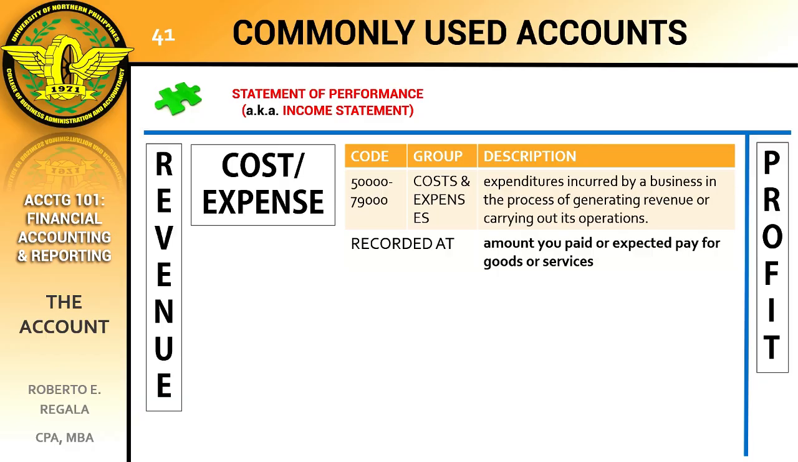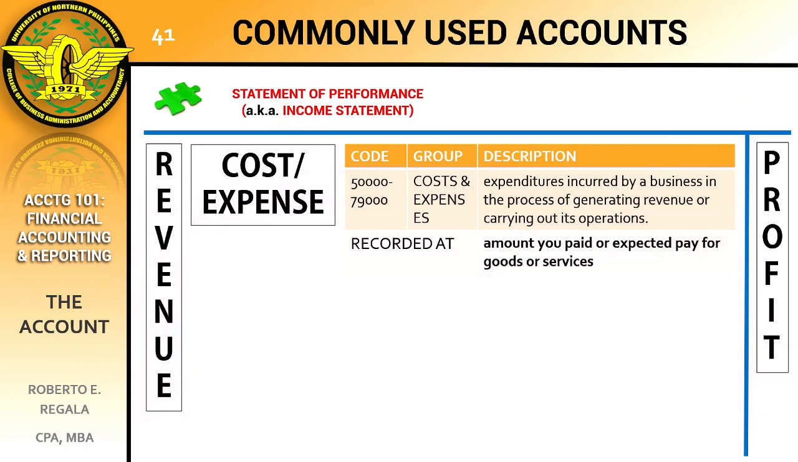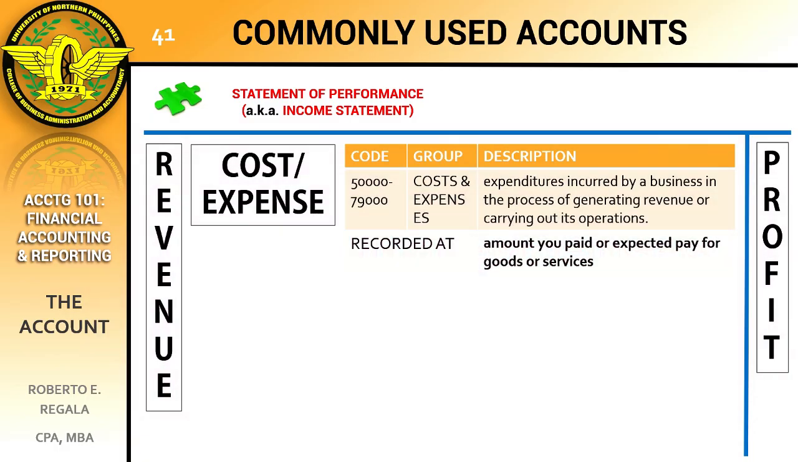Costs and expenses are measured at the amount you paid or have to pay for goods or services. Direct costs, such as the cost of goods sold, are recognized when the product is sold and revenue is earned, while operating expenses are recognized as they happen, not at the time when you pay for them. So if you get a bill in June for May's electricity, it's counted in May's expenses.